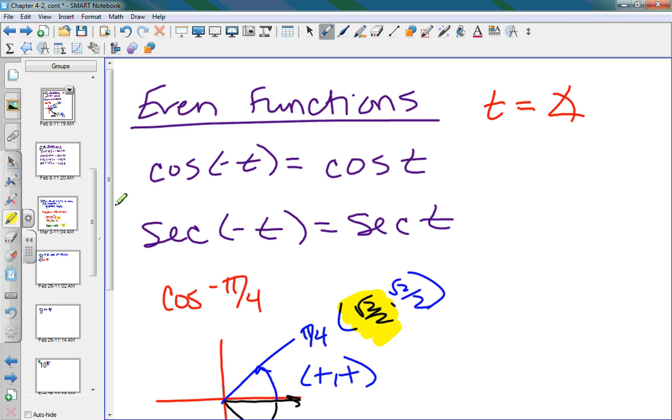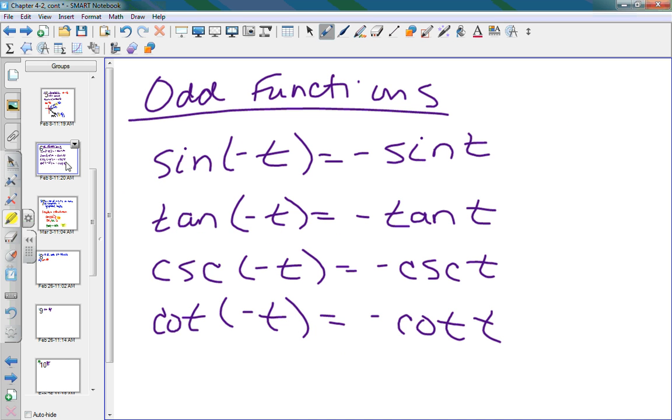Now, if cosine is an even function, that means secant is also an even function. Why would secant be an even function? Because they are reciprocal to one another, right? So if we have even functions, we also have odd functions. So now write down the odd functions. Odd functions are going to be your sine, which then implies cosecant, your tangent, and then your cotangent.